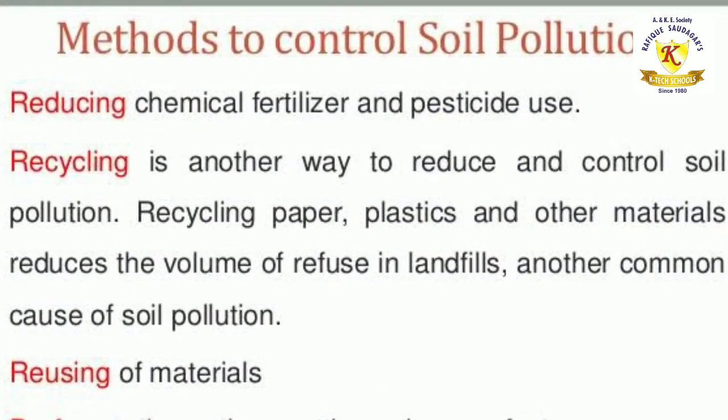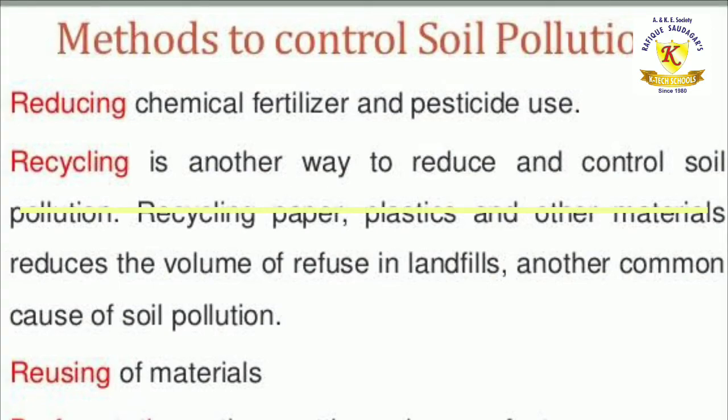Methods of controlling the soil pollution. Reducing chemical fertilizers and pesticides use. Recycling is another way to reduce and control soil pollution. We can recycle paper, plastic, and other material, reduce the volume of refuse in landfills, and also reusing of material. That is the 3 R's.